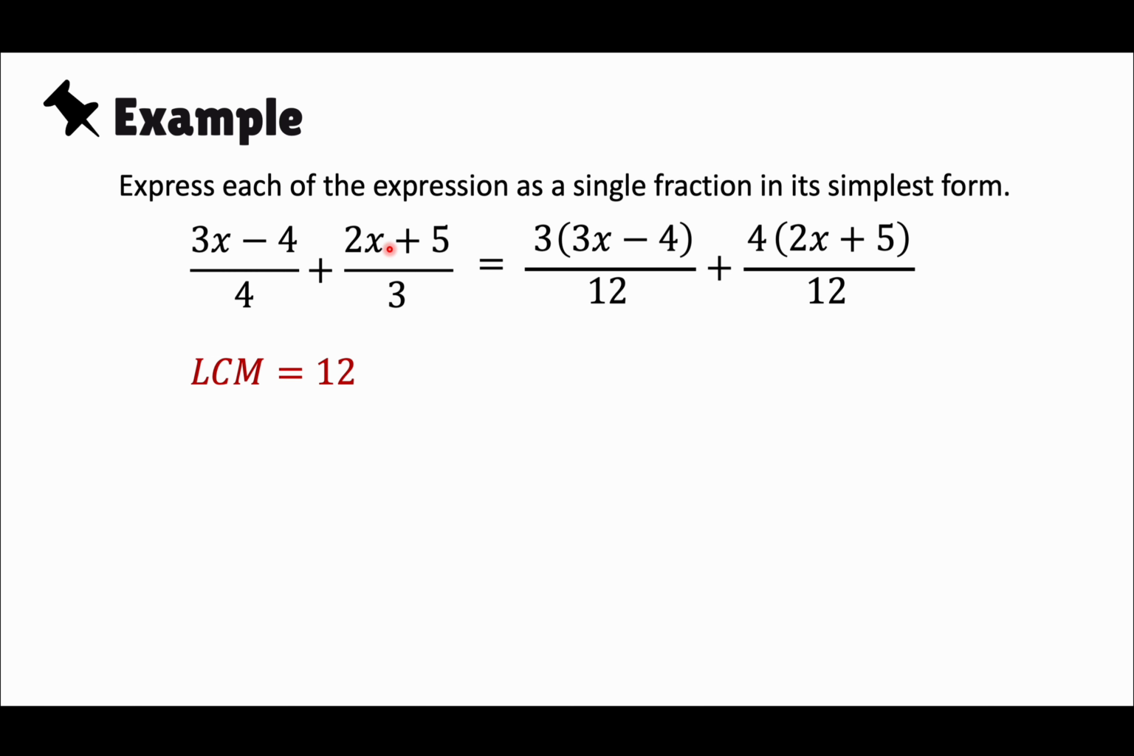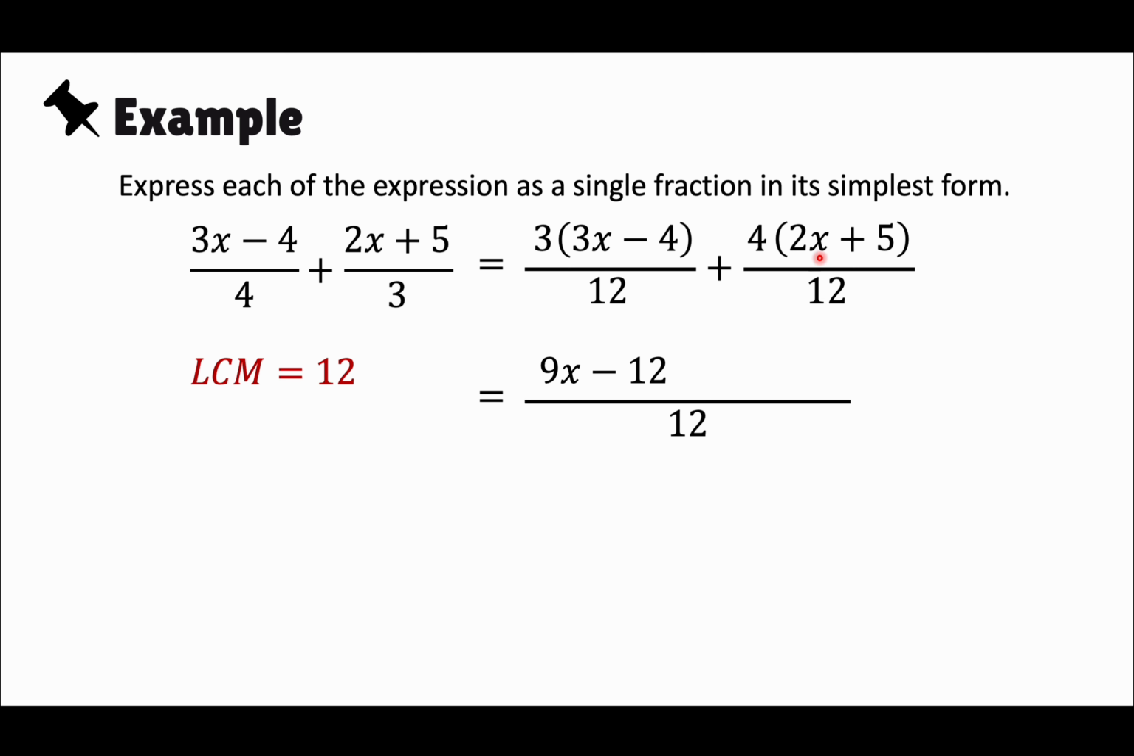So now we can write it as one whole fraction having our denominator as 12. If we expand the first numerator, 3 times the difference of 3x and 4, we have 3 times 3x, that's 9x, and 3 times negative 4, you have negative 12.